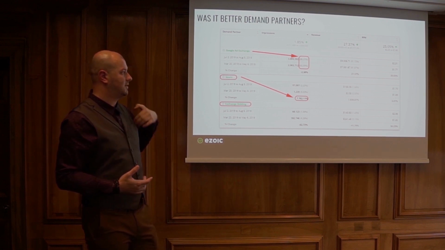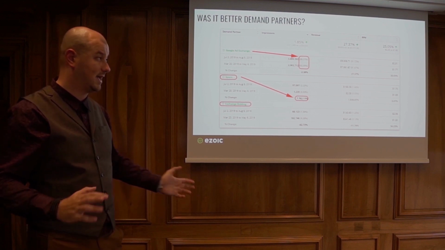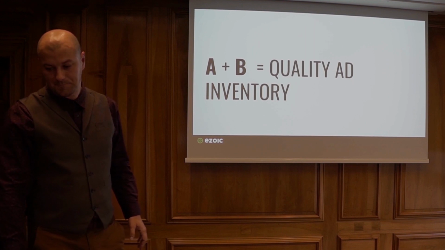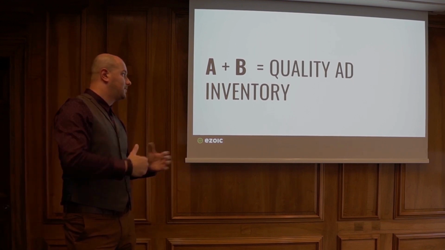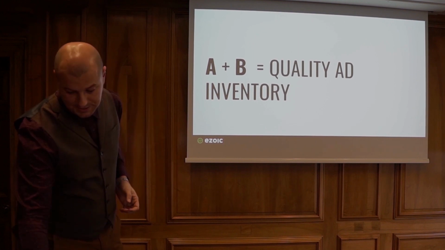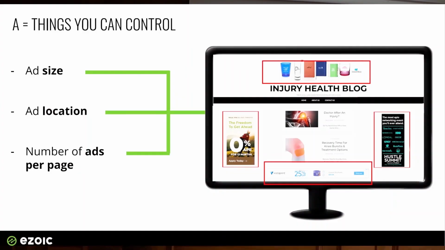So this allowed us to answer whether it was a part of adding additional ad partners, a part of the optimizations. It goes back to the content. It goes back to the quality ad inventory. And it is a simple formula. It is basically A plus B. The quality ad inventory is ad size, ad location, and how many ads you allow your users to potentially see on your website.